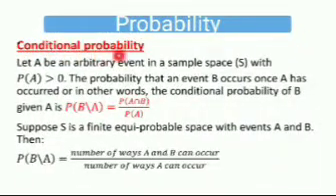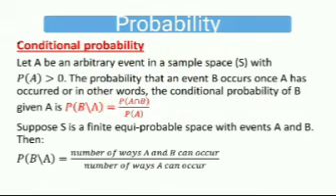Now, after this, let's look at conditional probability. So let A be an arbitrary event in a sample space S with probability of A greater than 0. The probability that an event B occurs once A has occurred, or in other words, the conditional probability of B given A, that is, probability of B given A, is equal to probability of A intersection B divided by probability of A. So this one is more or less a dependent probability.